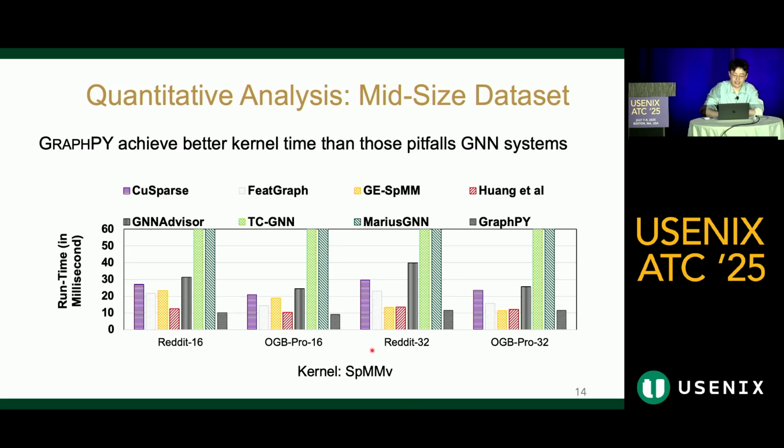You can see here on the middle-sized datasets, some GNN systems, such as TC-GNN and Maris-GNN, are much slower than cuSPARSE, which is a vendor library from NVIDIA. And of course, our solution GRAPHPY is the fastest one.